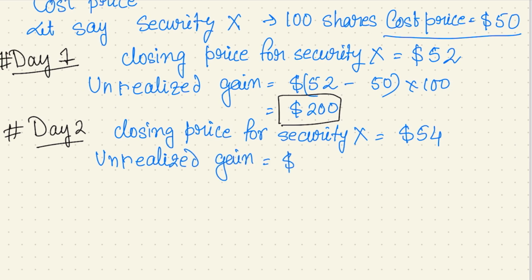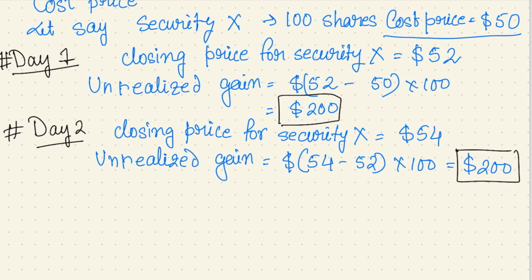Here I will take from the prior day. So 54 minus 52, into 100. So it is going to be 200. This is my unrealized gain for day 2, and this is my unrealized gain for day 1.